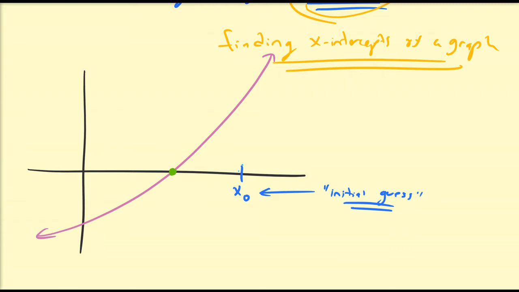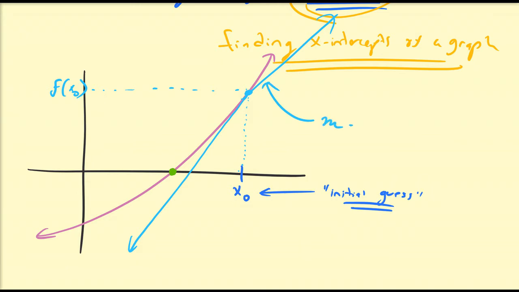So if we look at the curve at this point and consider the tangent line of the curve at this point, this value has a y value of f of x0, and this line has a slope of f prime of x0, assuming that this curve is differentiable at this point. So what do we need with this line? Well, we're interested in this point right here. This is what we're going to call x1. It's going to be the x-intercept of the tangent line. And then we're going to repeat the process.